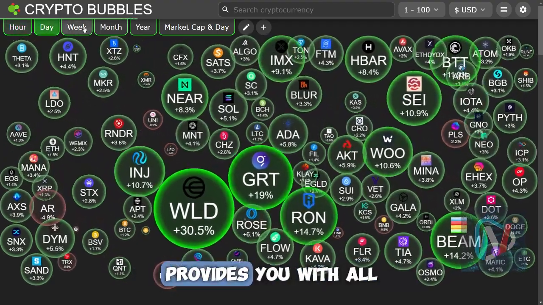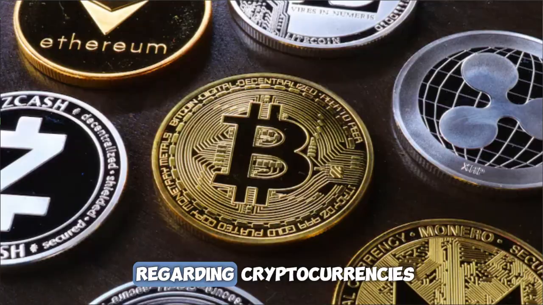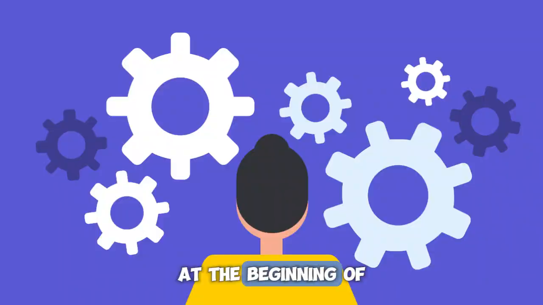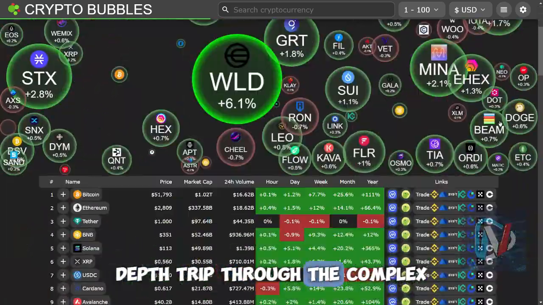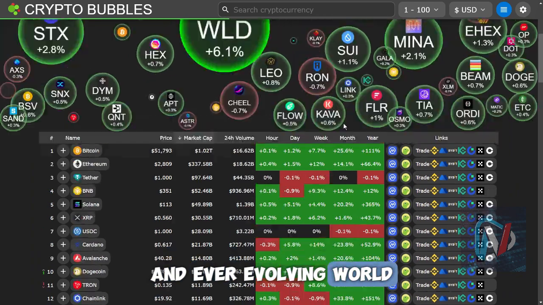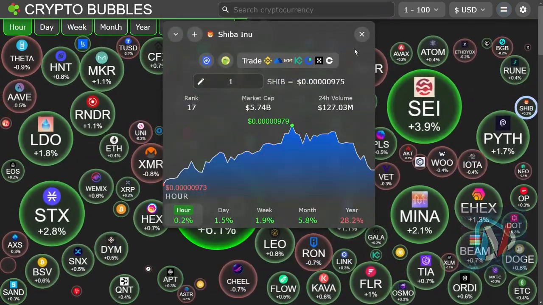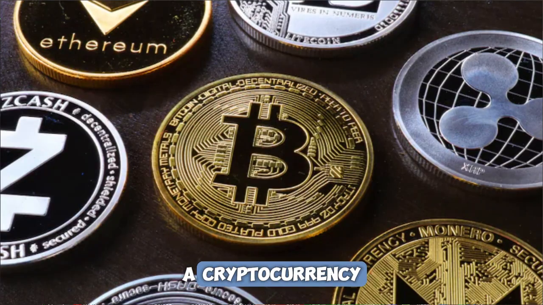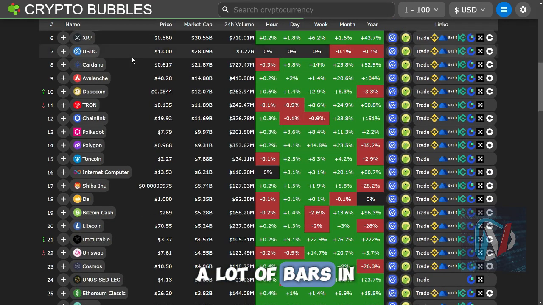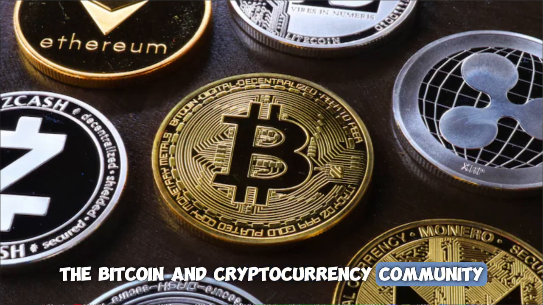A comprehensive resource that provides you with all the knowledge you require regarding cryptocurrencies. At the beginning of this program, we are going to embark on an in-depth trip through the complex and ever-evolving world of digital currencies. Today, we are going to discuss pepecoin, a cryptocurrency that has been generating a lot of buzz in the Bitcoin and cryptocurrency community.